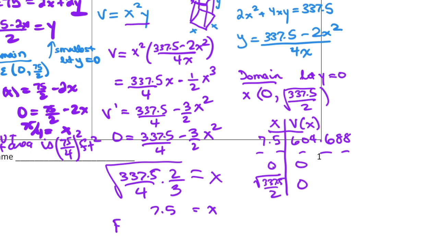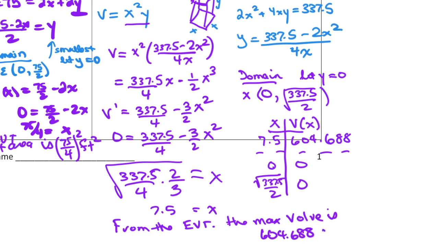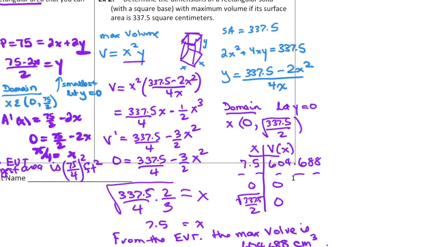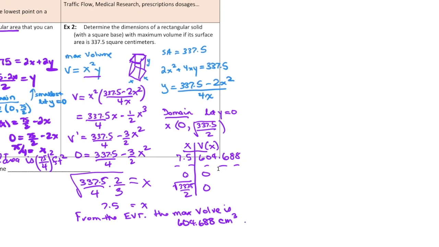So from the extreme value theorem, we know that the maximum volume is 604.688 centimeters cubed. However, the directions were asking for the dimensions. So you then need to find when x equals 7.5 centimeters and y equals, you're going to have to find that value.